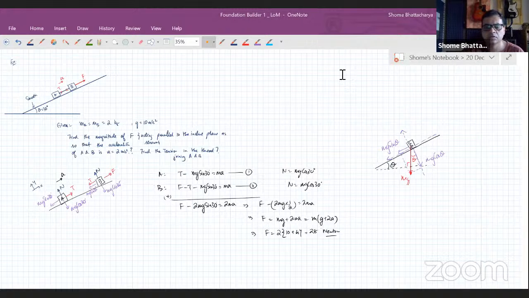Is it clear, Harsh? So just keep in mind this geometry. If you draw the normal to the inclined plane, and draw the horizontal and vertical, then this angle here is equal to this angle here. Just keep this in mind.